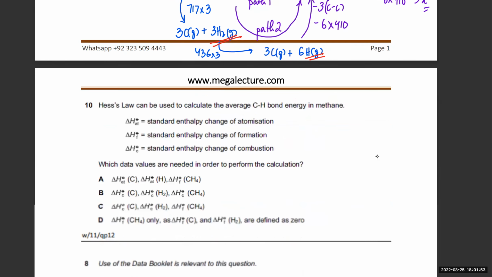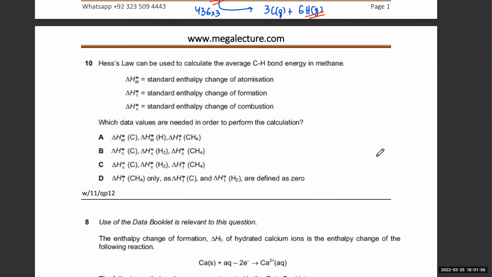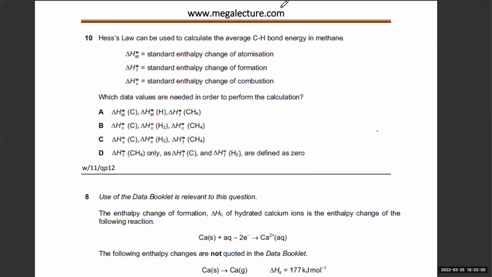Here's another one. It says, Hess law can be used to calculate the average CH bond energy in methane. Which data values are needed in order to perform the calculation? So look at the first one, enthalpy. Remember, CH bond energy. And again, atomization is no longer in your course, but I'm still going to do that.